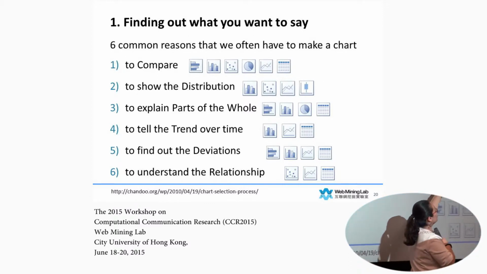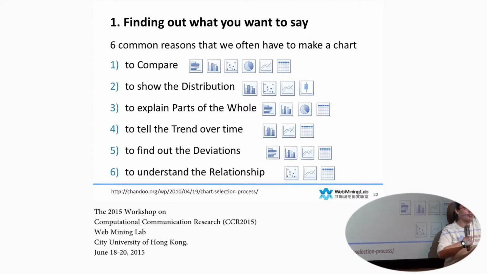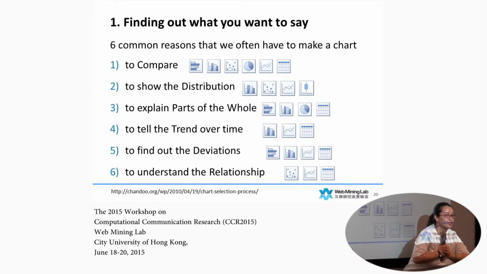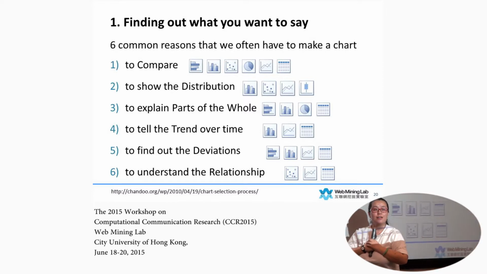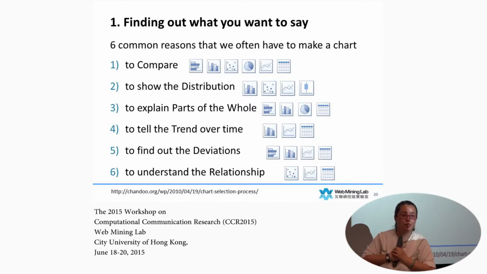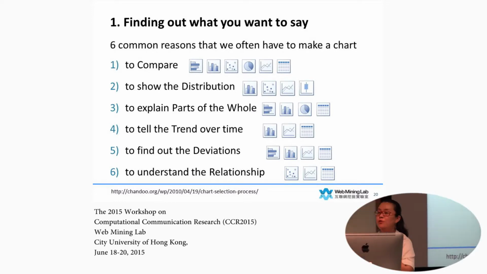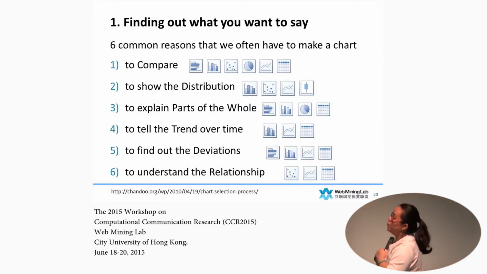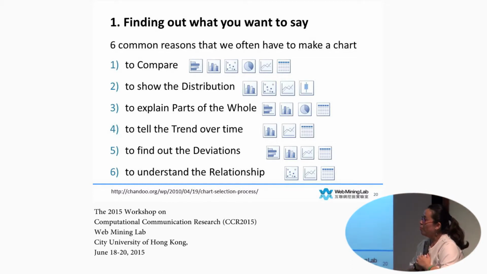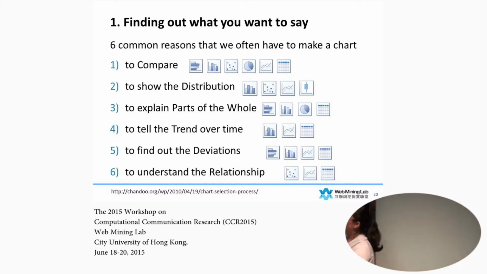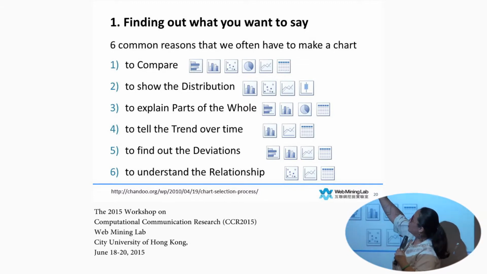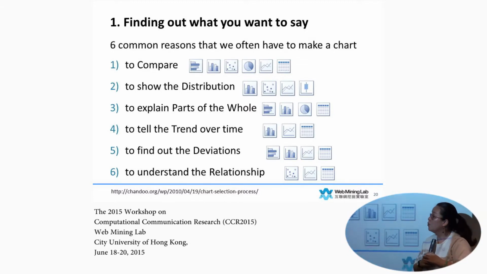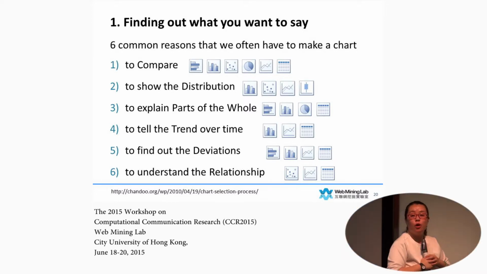For example, you usually see these box charts on the stock market, right? The trend of the stock market, the distribution of the currencies, right? And let's move on. The third reason why we often use, when we need to make a chart, to explain parts of the whole. So at this time, we usually use bar charts, column charts, pie charts, and table to explain parts of the whole.